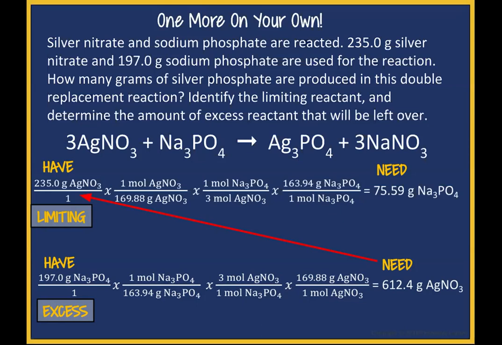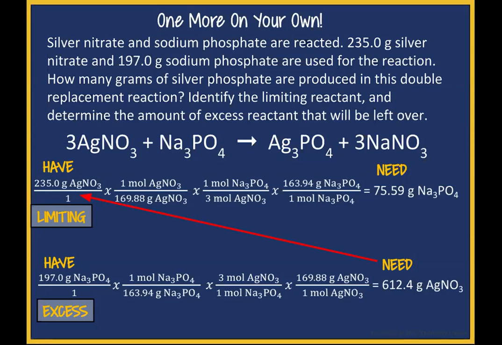So they told us that we have 235 grams of silver nitrate. So we're going to change it to moles. So 169.88 comes from the periodic table. We change that to moles of sodium phosphate. The 1 and the 3 come from the balanced equation. We're going to change moles of sodium phosphate to grams of sodium phosphate. So the 163.94 comes from the periodic table. Do all this on your calculator and you get 75.59 grams.